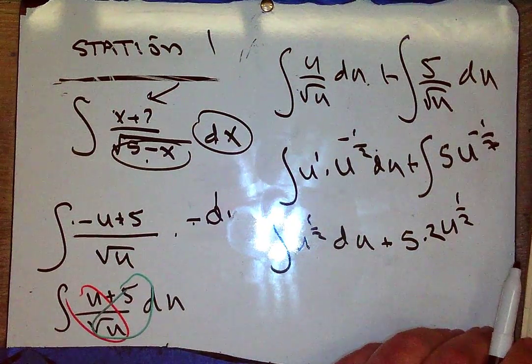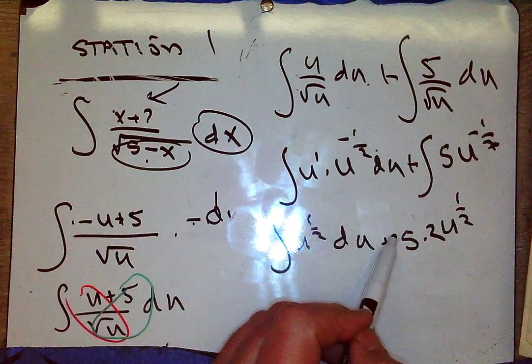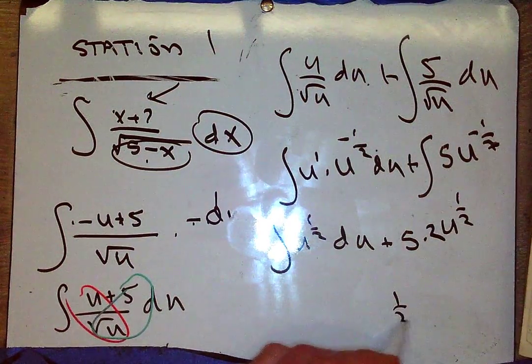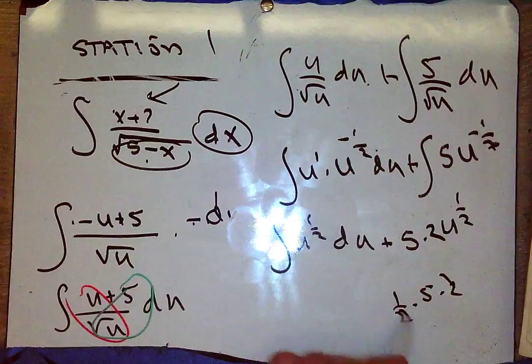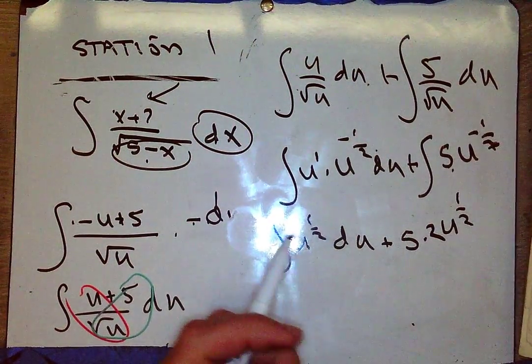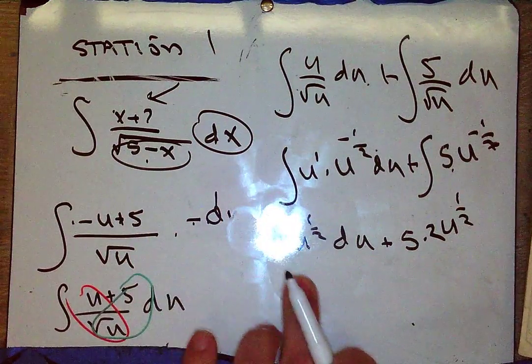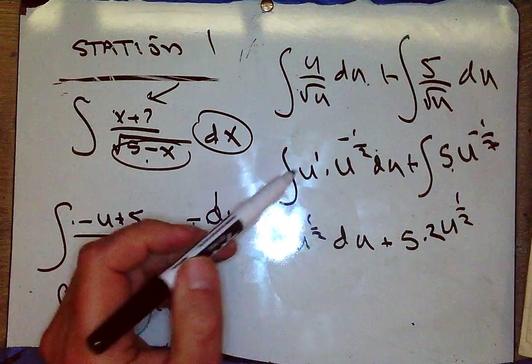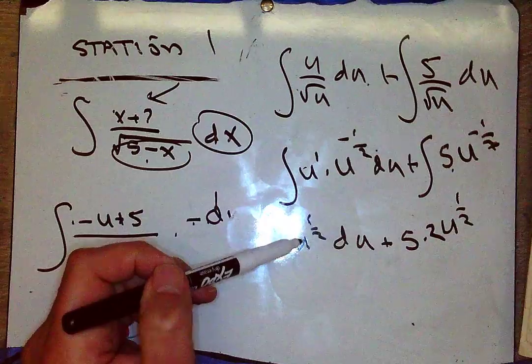So let me put a 2 there. If I take the derivative and bring this power down, I'm going to have 1 half times 5 times 2. The 2's will cancel, leaving me the 5 that I see. Okay, so that's not integral. That's antiderivative.